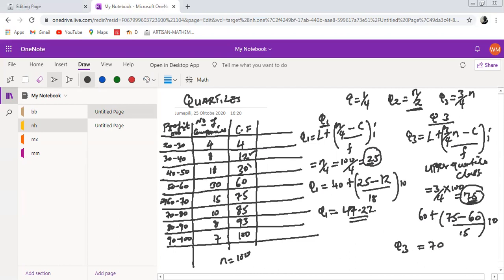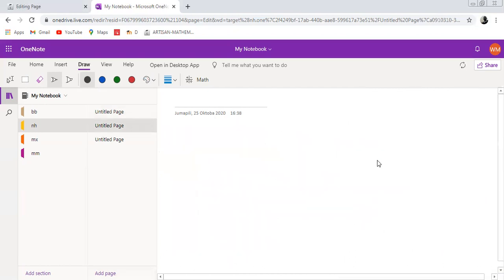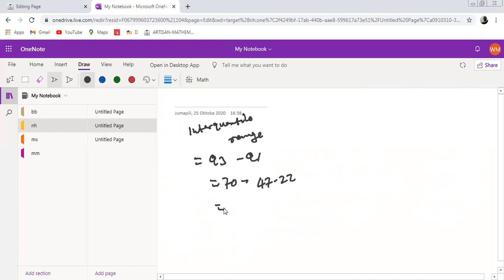Having obtained that, now you can answer the questions that I mentioned. You can answer the question of determining the interquartile range. The interquartile range is normally given by Q3 minus Q1. The Q3 we have computed to be 70, and the Q1 we computed to be 47.22. If you get the difference, you find that the interquartile range will be equal to 22.78.